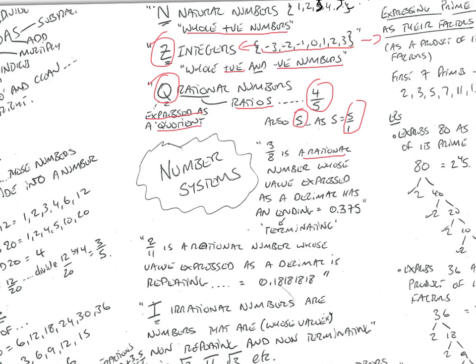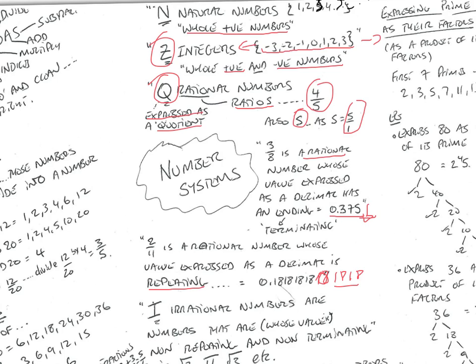3/8 is a rational number whose value expressed as a decimal has an ending. So if you were to type into your calculator 3 divided by 8 equals, you would get 0.375. This number terminates here. 2/11ths is a rational number whose value expressed as a decimal is repeating. Actually, it doesn't terminate at all. It just keeps going 0.181818 forever. But it's still a rational number.